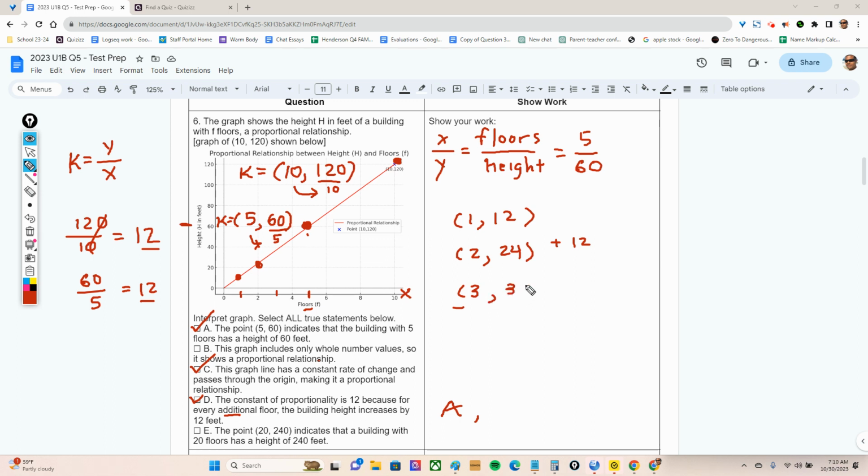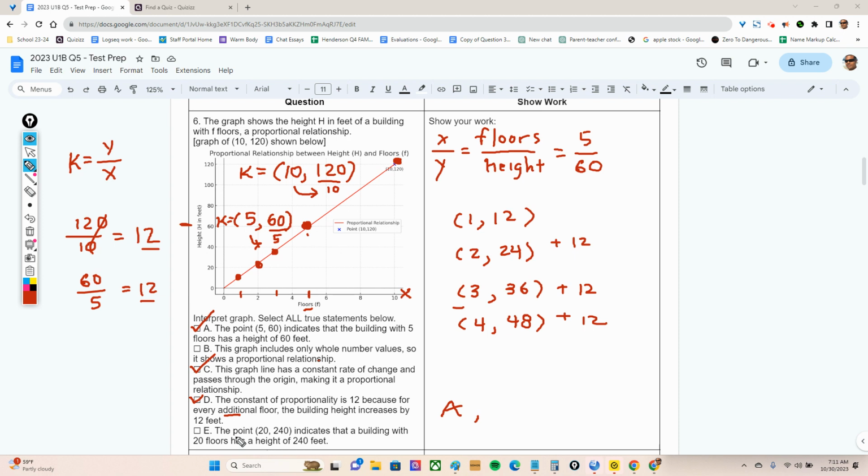So this must be 36. Okay, so if we go to the 3, that's going to be 36. If we go up 4, what's that going to be? 48, plus 12, plus 12, and the next one is going to be 5 and 60. Do you see the pattern?